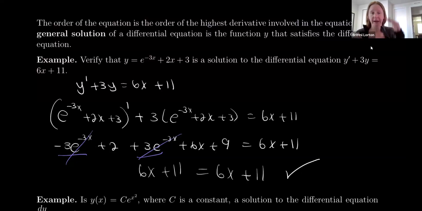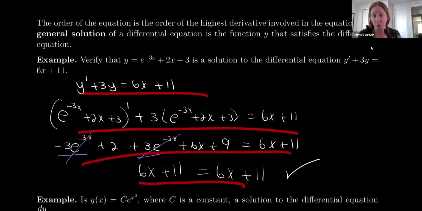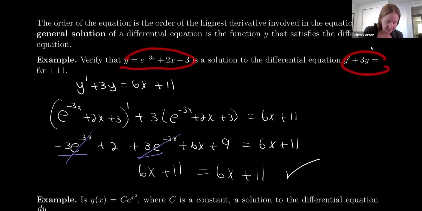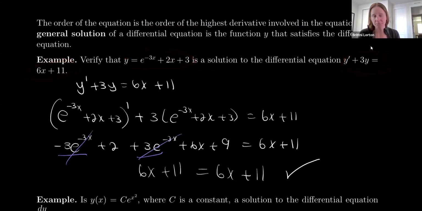So that is the verification. The verification is not that last line. The verification is all 4 lines. The work is what matters here the most. The work matters. There isn't like a final answer. Again, that's not how this works. We're telling a story. Okay, so that's the verification that this function is a solution to that differential equation.